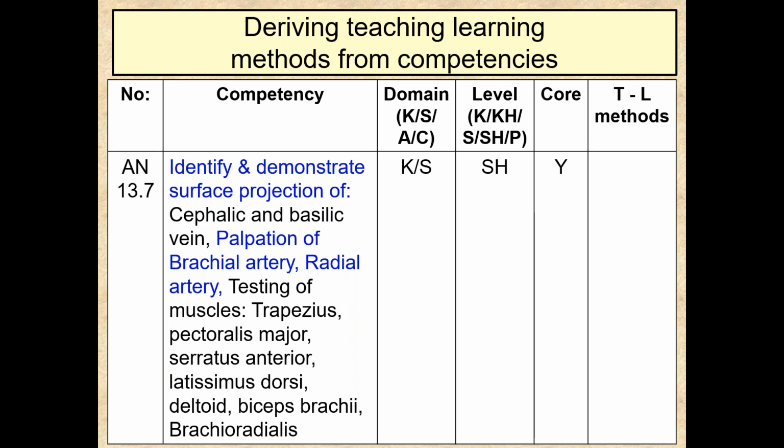Now this I have put just for the skills domain part. Here, this is also one competency in our booklet, that is 13.7, where it is given identify and demonstrate surface projection of cephalic and basilic vein, palpation of brachial artery, testing of muscles. All these together is a competency given. Now I have just highlighted in blue, which I'm going to take. I'm taking the surface projection and palpation of brachial artery and radial artery.